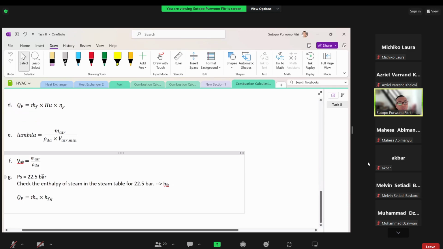And for G, the steam mass flow rate, you need to check in the properties table at the pressure of 22.5 bar. So we assume that the steam is still in the saturated condition, not in the superheated condition. But after the superheater, then you have the superheated steam. So you just need the condition at 22.5 bars in the properties table and check the value of the mixture, not the steam or the liquid, but the mixture, because in the rising tubes you have a mixture of liquid and steam, not already fully steam or gas.